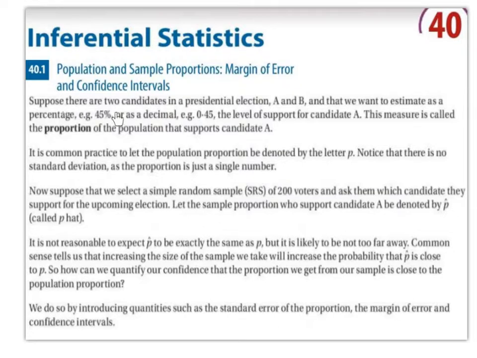Suppose there are two candidates in a presidential election, A and B, and that we want to estimate, as a percentage, for example 45%, or as a decimal, for example 0.45, the level of support for candidate A. This measure is called the proportion of the population that supports candidate A. It is common practice to let the population proportion be denoted by the letter P. Notice that there is no standard deviation, as the proportion is just a single number.